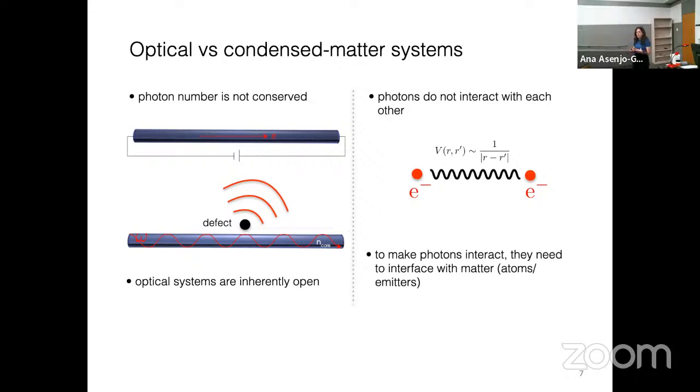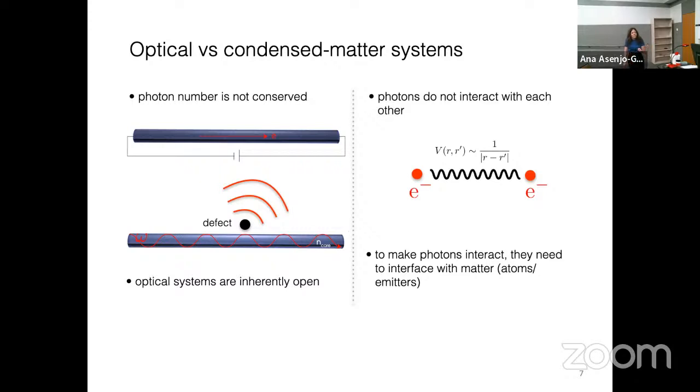If I try to make the same analogy in an optical system, I would have an optical fiber. I will shine a laser at a given frequency, and the photon is going to propagate through the fiber because the fiber has a refractive index. Now, if I place a defect in my waveguide, then the photon has three possibilities, or it doesn't matter, classical light has three possibilities. It can be transmitted, it can be reflected, but it can also jump outside the fiber. So that's something that does not happen in traditional condensed matter systems. This is because optical systems are inherently open.